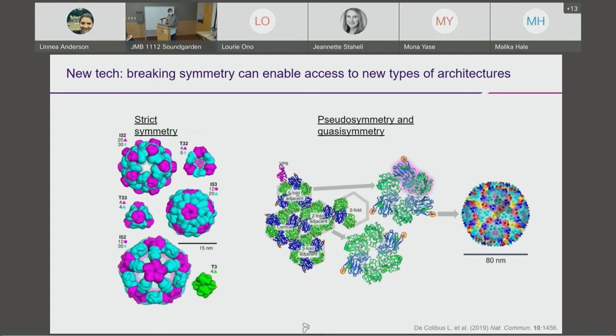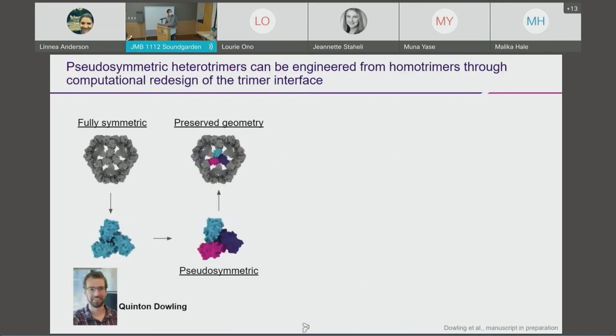But viruses, of course, have developed ways to get much larger by breaking symmetry. So virus capsids often use pseudosymmetry or quasi-symmetry to take a small number of building blocks and generate very large structures. This isn't even really that big. This is an 80 nanometer capsid, but virus capsids can and do get much, much larger than this. So we wanted to see if we could take a first step towards breaking symmetry and designing arbitrary nanoscale protein objects. And we decided to go after a pseudo-symmetry approach.